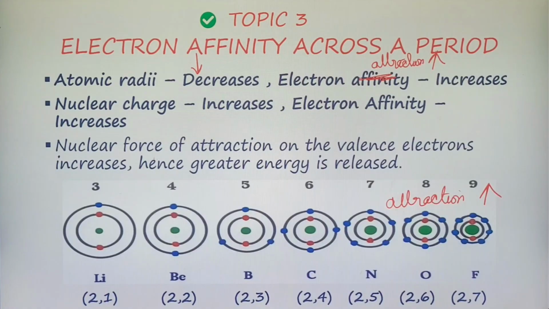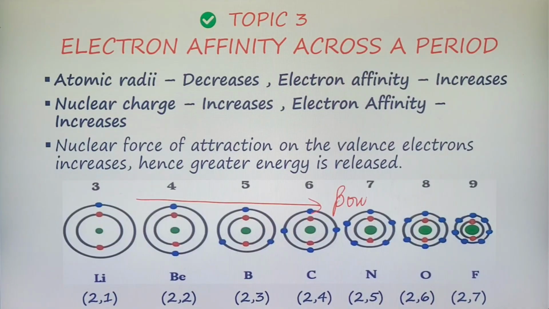What is the second factor, children? The second factor is nuclear charge. Who will give me the nuclear charge? It is given by the atomic number. The atomic number will tell me how powerful the nucleus is. Lithium has an atomic number of 3. Beryllium has an atomic number of 4. Boron has 5. Carbon has 6. Nitrogen has 7. Oxygen has 8. Fluorine has 9. So can you see, children? As I'm moving from left to right, the nucleus is becoming more and more powerful. The more powerful the nucleus, the more will be the attraction. Which is exactly what is written here.